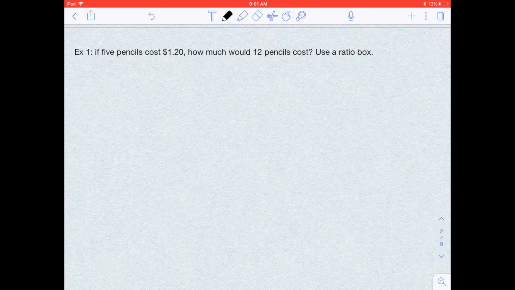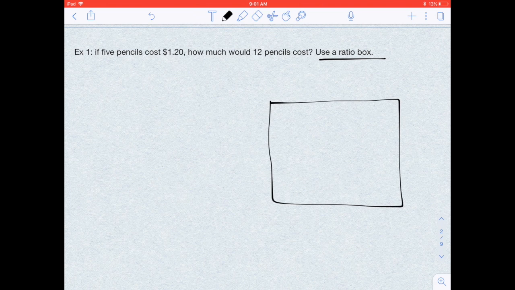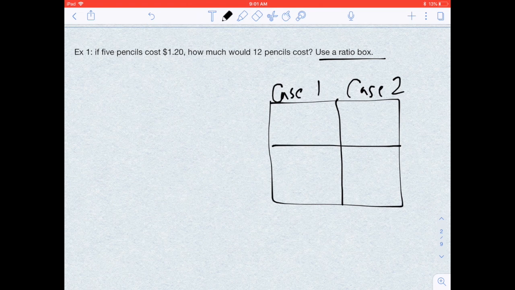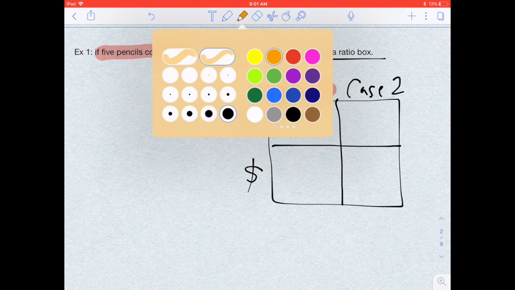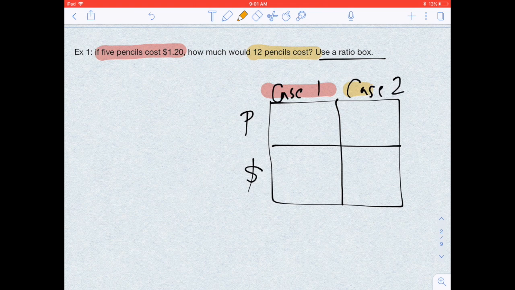Okay, so example 1. If 5 pencils cost $1.20, how much would 12 pencils cost? Use a ratio box. So here's my ratio box, and I'm going to label this as case 1 and case 2, because they don't actually give us a ratio, but we're assuming the relationship between the numbers is the same. Thinking about pencils, I'm going to say that this is pencils and this is dollars. I have 2 different sets of numbers. My first set is 5 pencils is 120. We're going to label that as case 1. And my second set is 12 pencils, and that's going to be case 2.